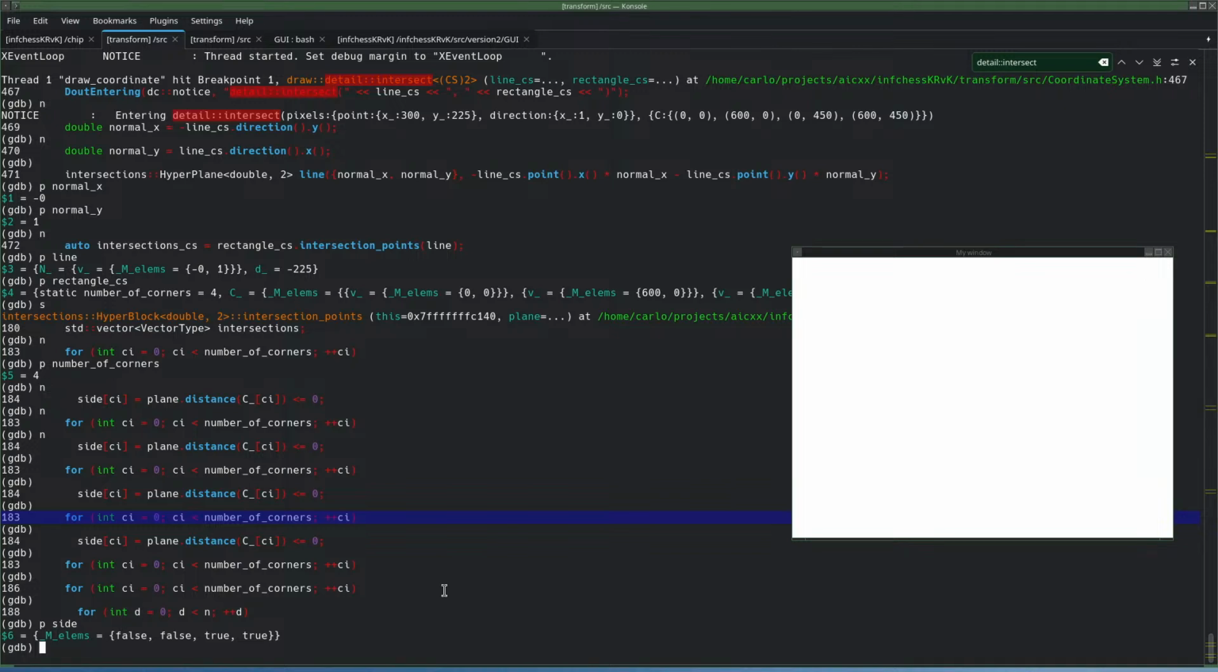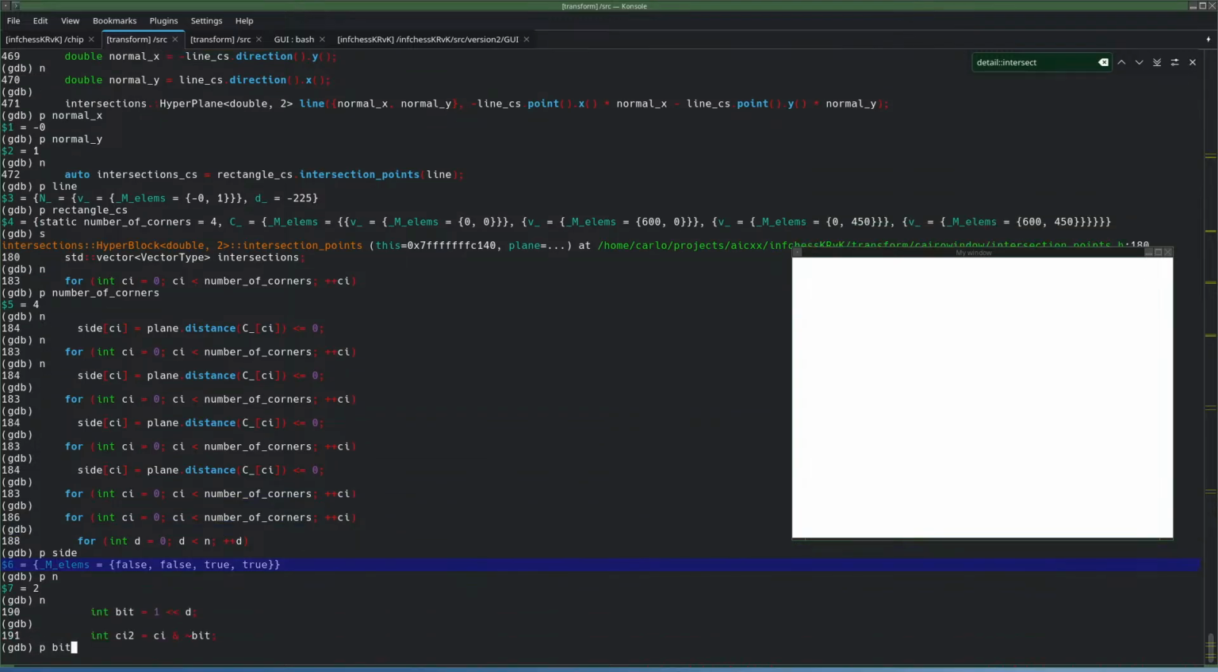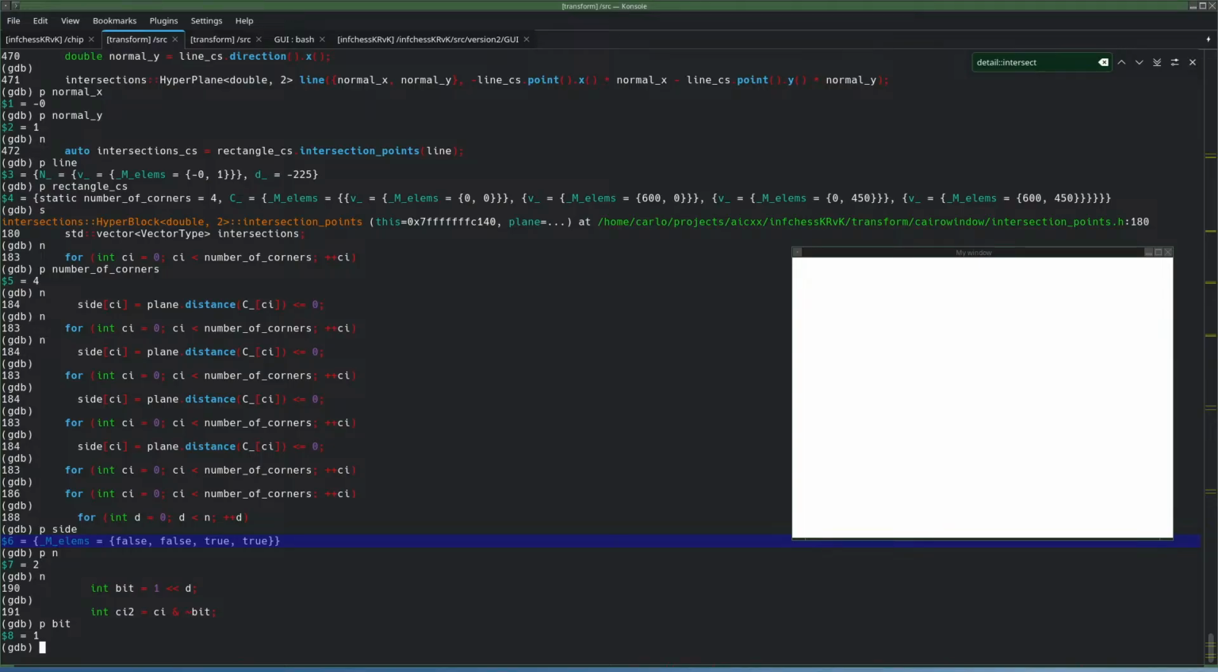And then we run again over all corners, and this time we run over all dimensions as well, where n is 2. Therefore bit is first 1. And I'm doing... Actually, I'm not toggling it. I kind of assumed that I would toggle it. Now I see that I'm not. I'm just resetting that bit.